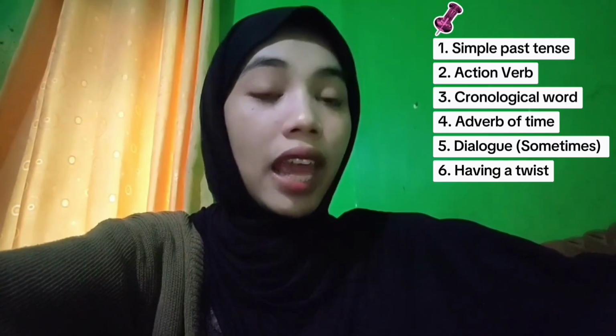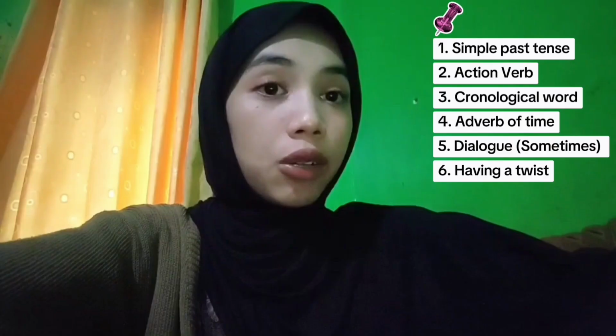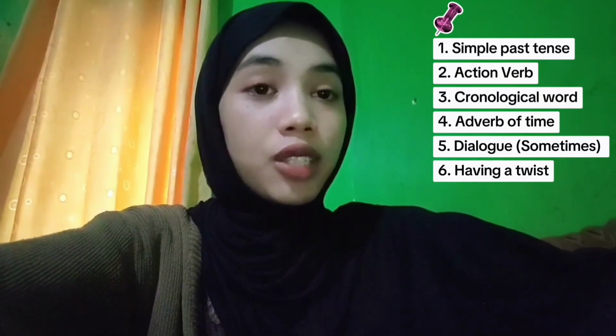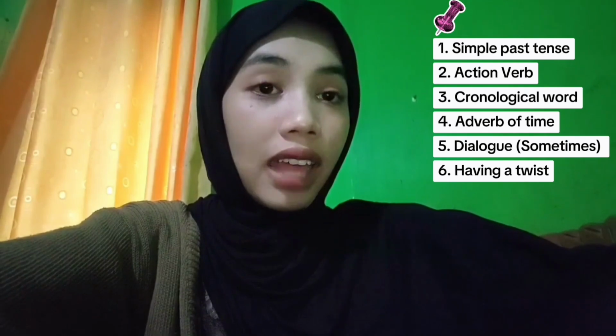Structure of spoof text. The first, orientation, introduces characters, time, and place. The second, event, tells the sequence of events. And the last, twist or funny ending. Language features: using past tense, using action verbs in chronological order, often includes dialogue. And the last, has humor or an unexpected twist at the end.